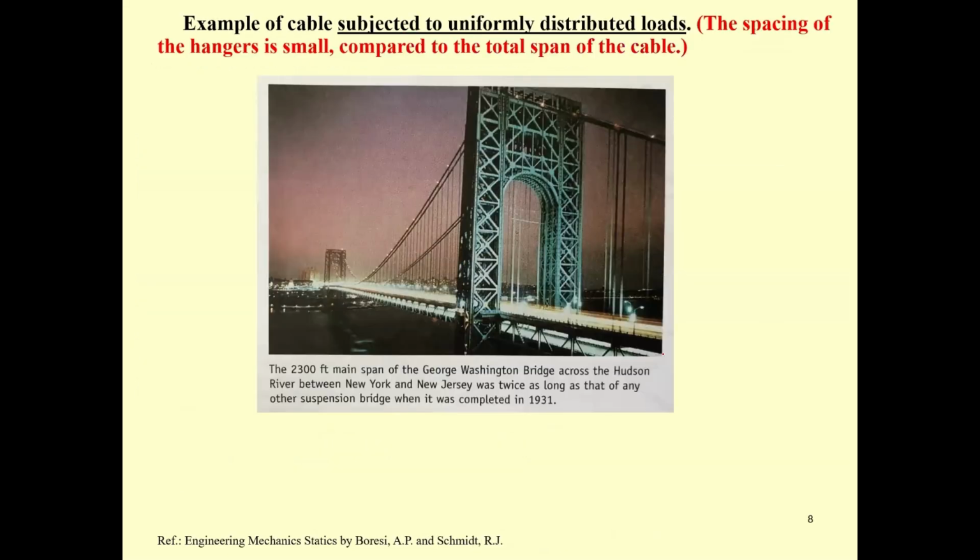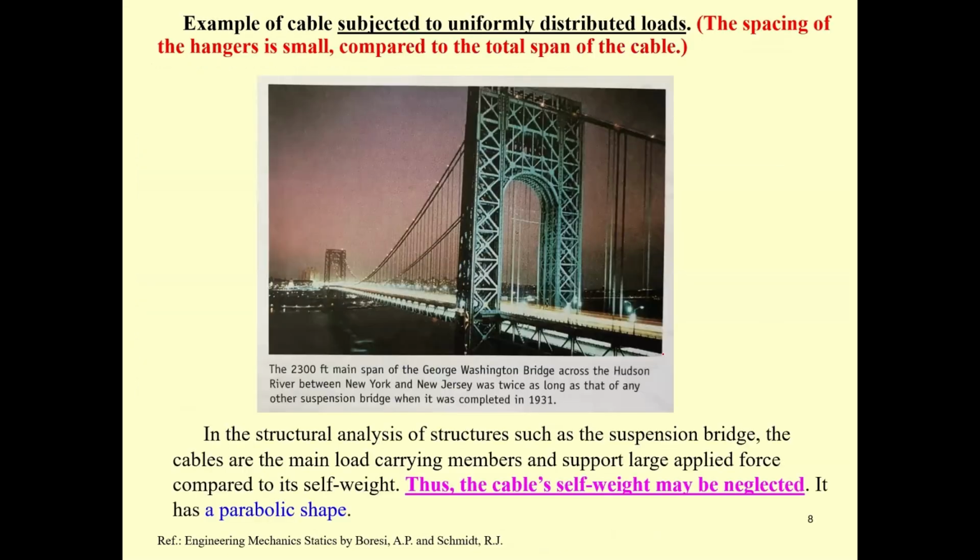Then there are many bridges in the US. This is going to be another one called the George Washington Bridge. It's a suspension bridge, the same as the Golden Gate Bridge. The hanger distance is very close, so the cable on this bridge is subjected to uniform load.